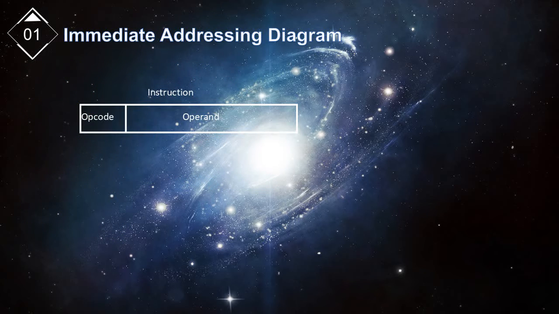You can see the diagram of immediate addressing mode. The operand is in the instruction itself, so there is no need of a reference.